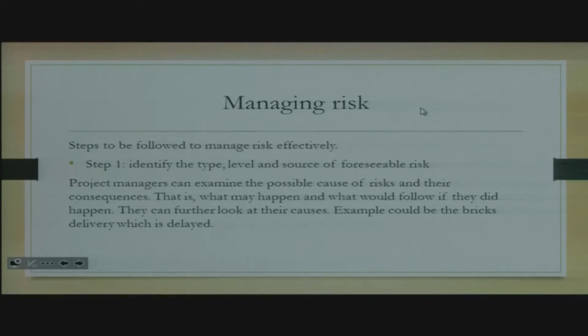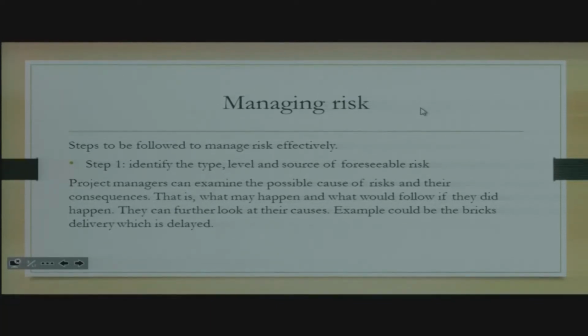Managing risks. Steps to be followed to manage risk effectively are as follows. Number 1, identify the type, the level, and the source of foreseeable risk. It's very important. When you do your planning, you always need to foresee what could happen, and if that happened, what our response is supposed to be, and what the contingency plans are.